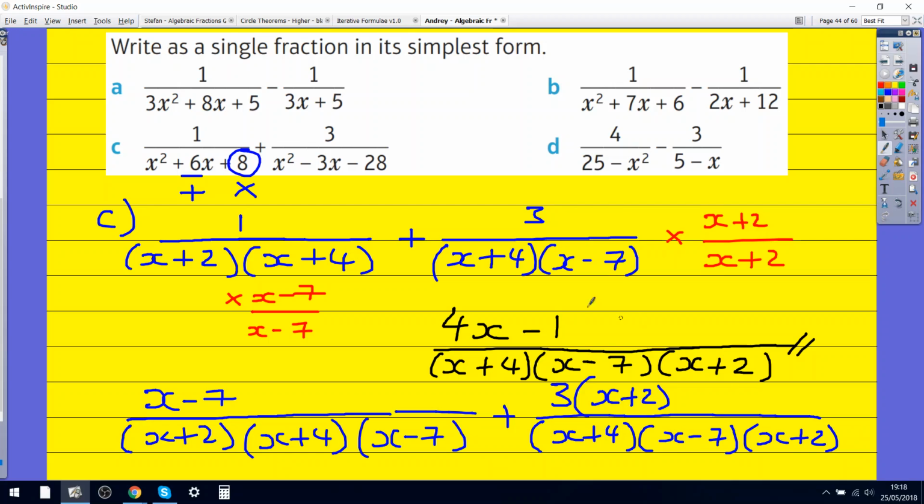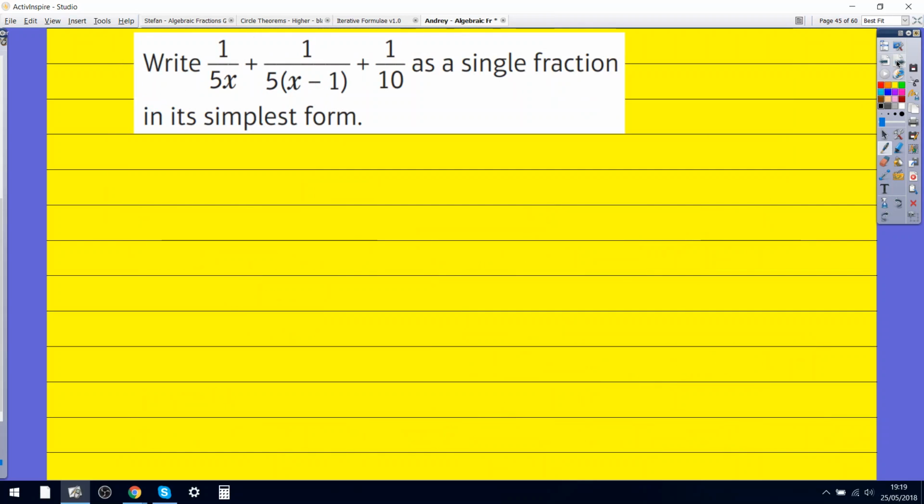Okay. And so this fraction here, they said write it as a single fraction in its simplest form, and that's what you did. It was two different fractions being added, and now it's one single fraction with one common denominator, and that's it. Yeah. This one. All right, we'll do it.